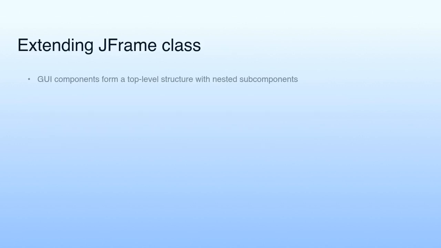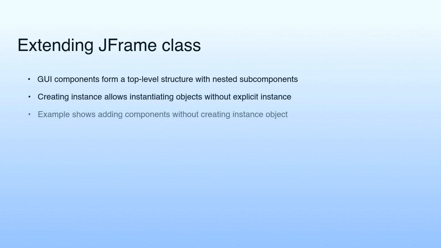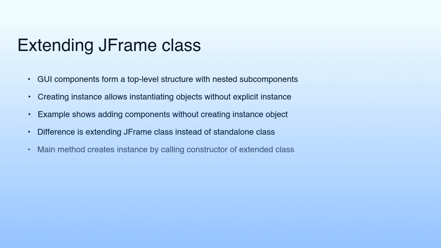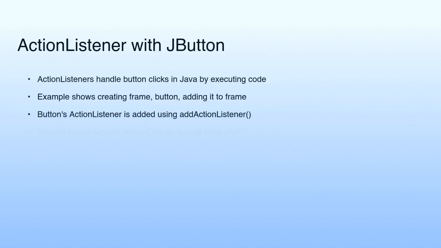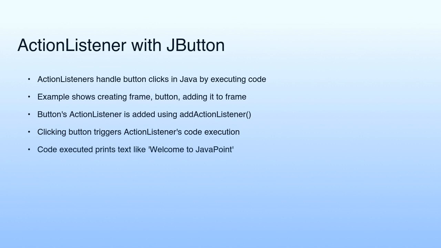Another technique demonstrated is extending the JFrame class itself to add components without creating an explicit instance, providing a top-down approach to GUI development. To handle user interactions, the video explains how to use action listeners with Swing buttons to execute code when a button is clicked, such as printing a welcome message.